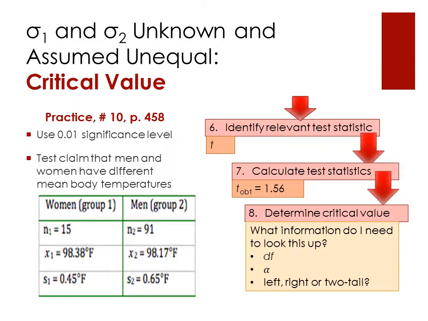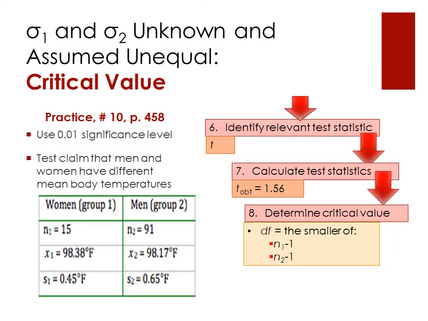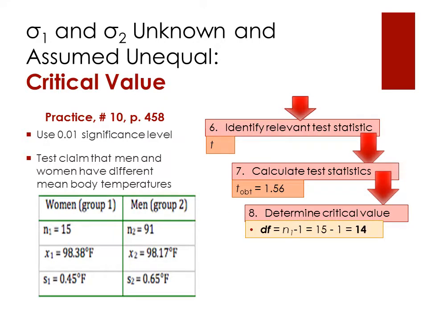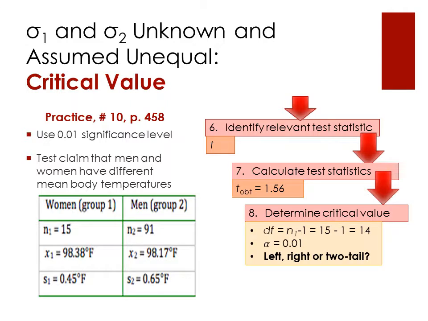So let's go through and look at identifying each of these pieces. So degrees of freedom, I'm going to take the smaller of the two options. So I'm going to have the n1 minus 1 and the n2 minus 1. We're going to use the smaller version because we're using the more conservative option. Remember, whenever in doubt in statistics, choose the more conservative option. So here I'm going to be using my n1 population, where I have 15 minus 1, so that gives me a degrees of freedom of 14. Right? My alpha has already been given to me as 0.01.